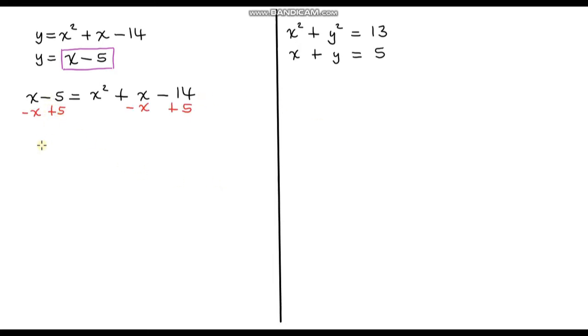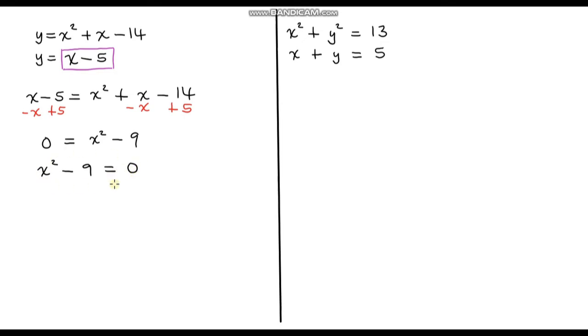Well, on the left-hand side, I'm obviously left with 0. And on the right-hand side, I'm left with x squared. And then x minus x, well, those two terms just cancel out. And we've just got -14 plus 5, which is -9. So I'm just going to switch these two terms around again.